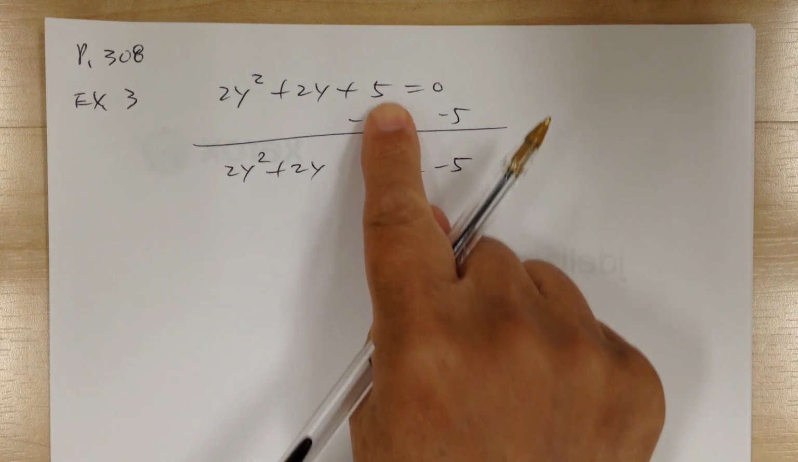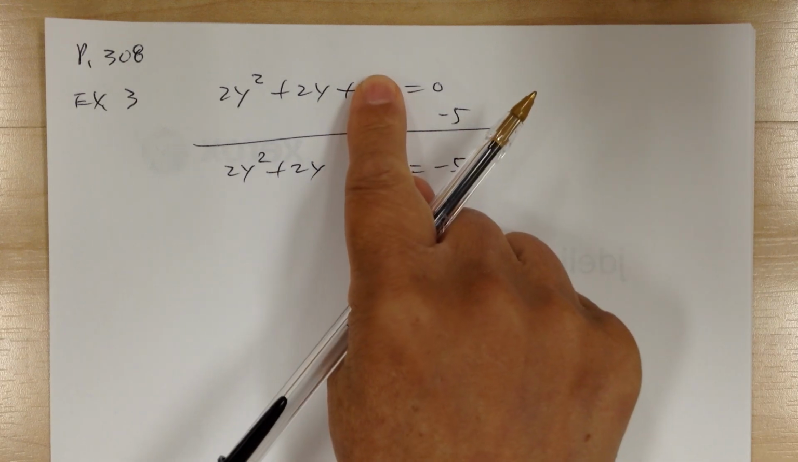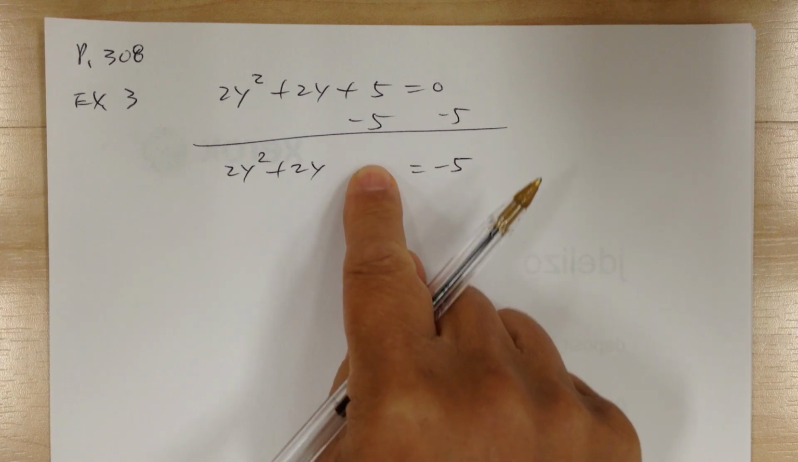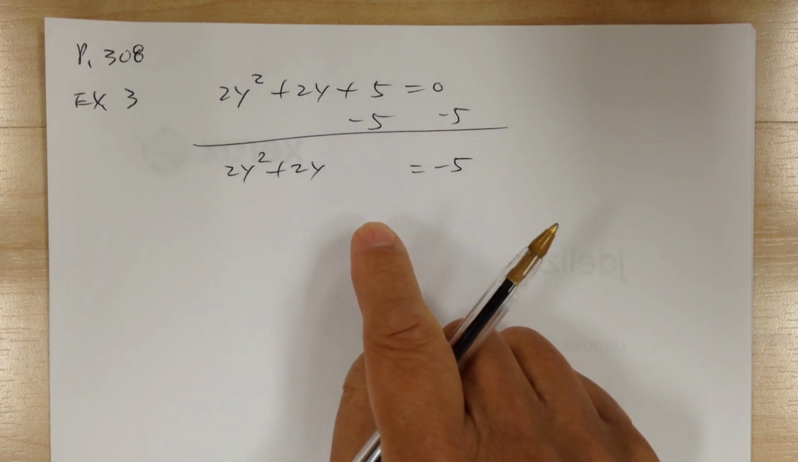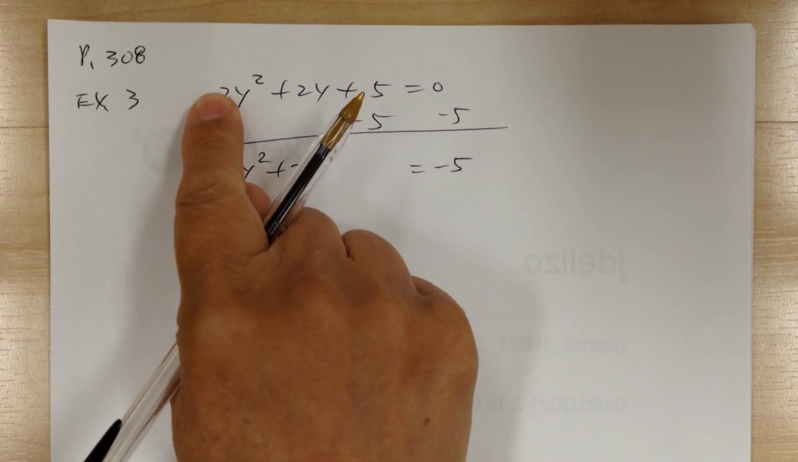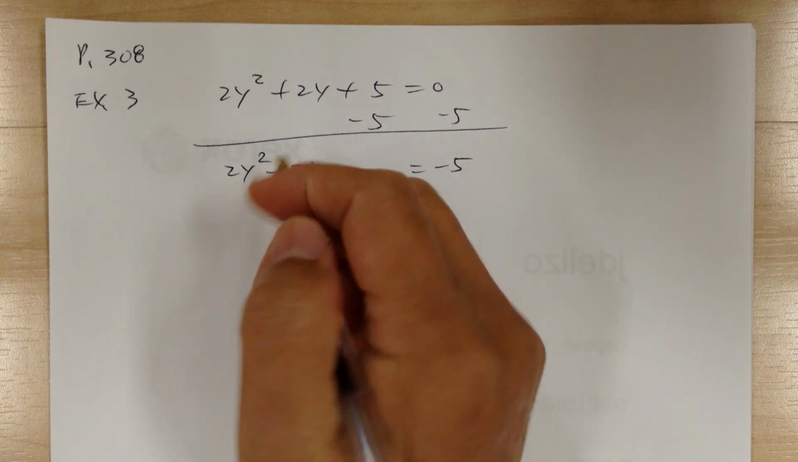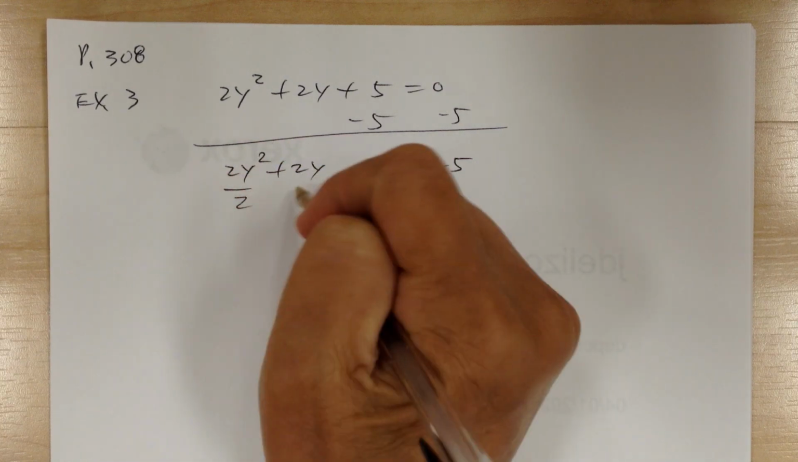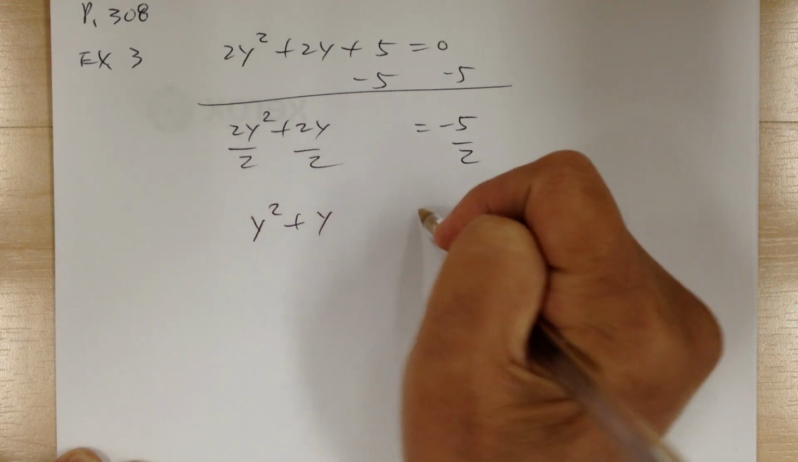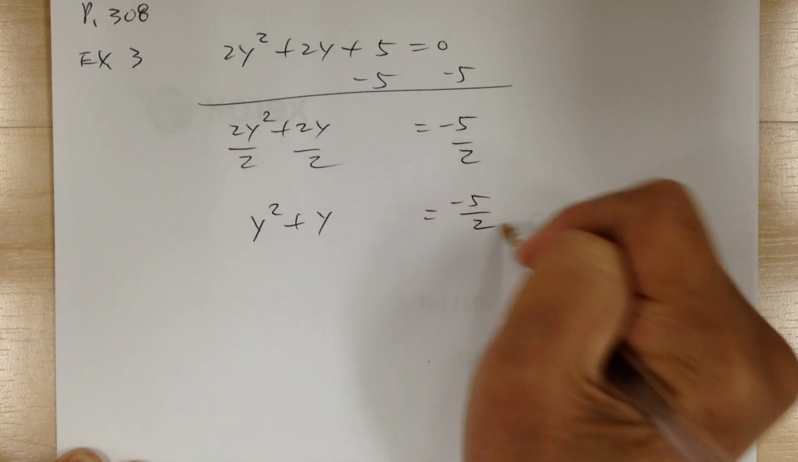This is the coefficient c. Get rid of this number and leave an empty space over here, because you need to fill in the missing number. The next thing you need to do is get rid of this number in front. To get rid of this number, you divide everything by 2. So you get y squared plus y is equal to negative 5 over 2.